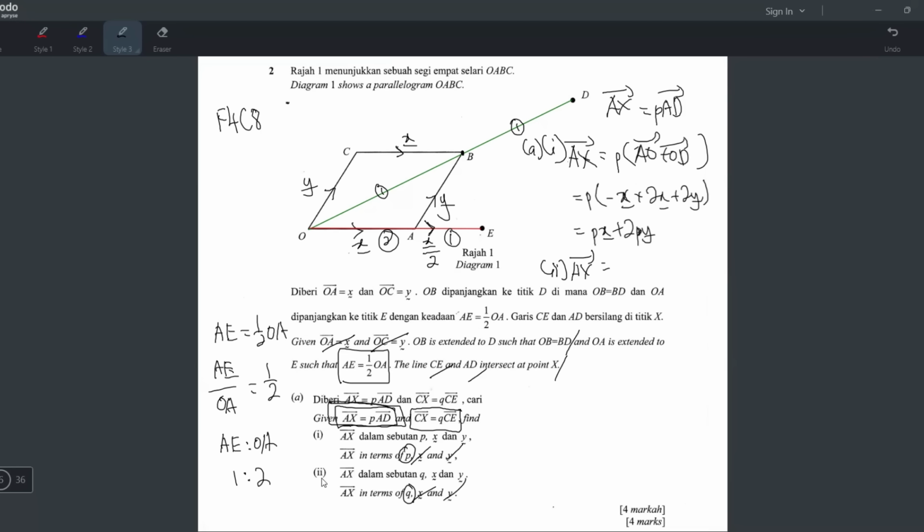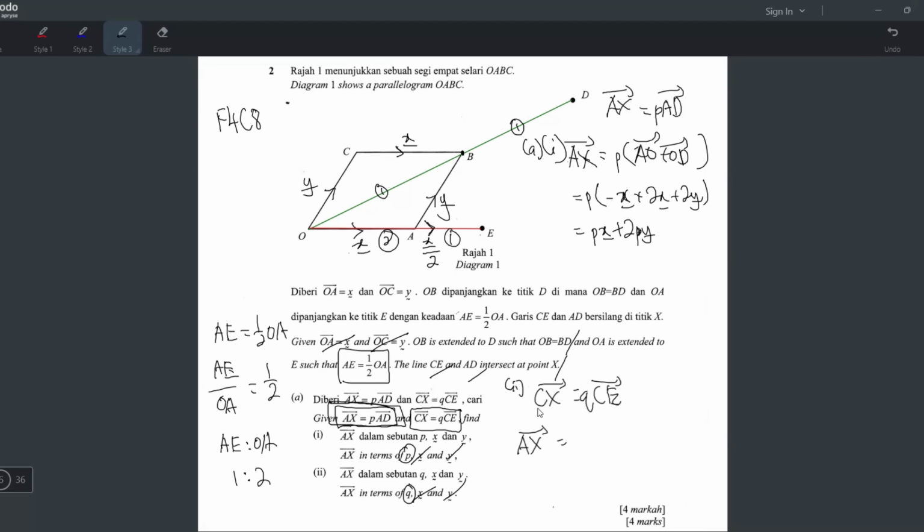Now let's do question 2. AX in terms of Q, X, Y. Okay, this time I am also finding AX, but this time they want it in terms of Q. Okay, in terms of Q. So I have to use this information no matter what. CX equals QCE. But I'm trying to find AX.